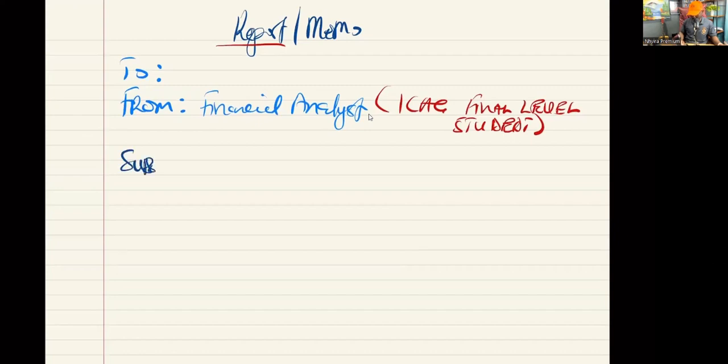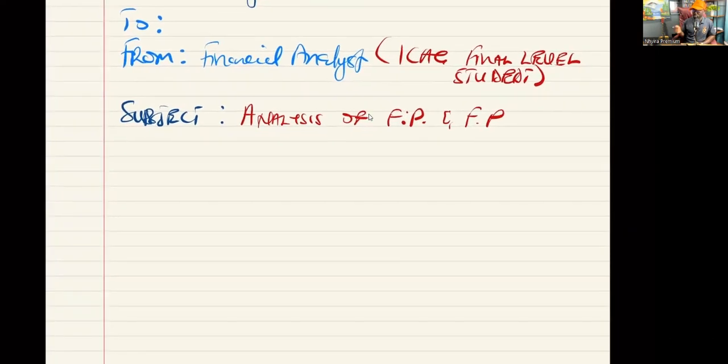So if it doesn't tell you financial analyst or ICAG final level student, then you go to the subject. What the heck are you writing about? The subject will be what you are writing about. So analysis of the financial performance and position, depending on the question, but analysis of the financial performance and the financial position of the entity, okay? Of the entity, you name the entity and then you go away. Then date. The examiner may tell you the date you're supposed to prepare the analysis for. So you put the date down.